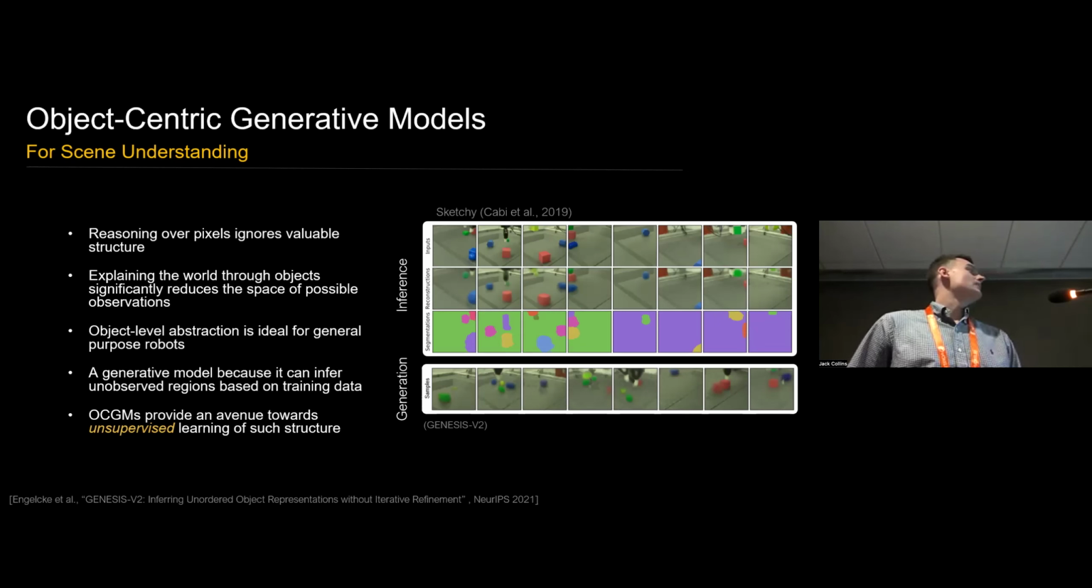So really, if we reason over pixels, this ignores valuable structure within the scene. And so we want to explain the world through objects, which significantly reduces the space of possible observations. Object-level abstraction is ideal for general purpose robots. And why do we want a generative model? Well, it's because we can infer unobserved regions based on the training data set. And OCGMs provide an avenue towards unsupervised learning of such structure.